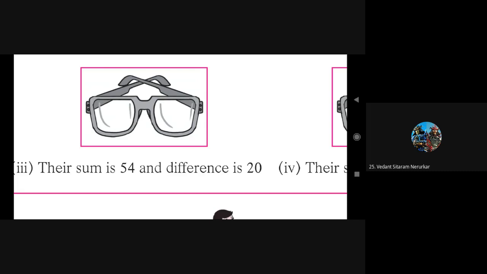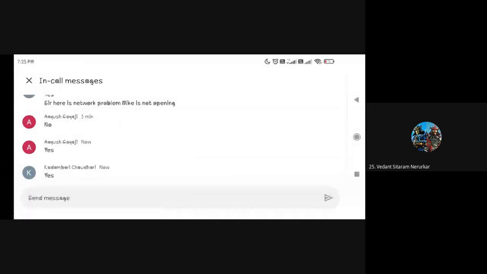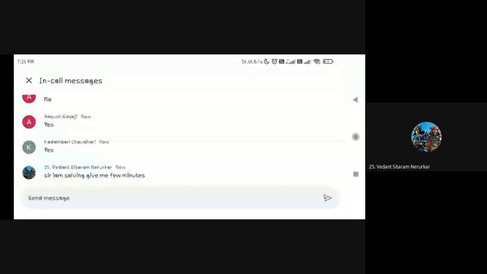See this question again. The sum is 54 and the difference is 20. So the way I have solved, you can also solve and give me the answer. Kadambari, wait for your answer, you will answer at last. Okay. So tell me, Ayush, Vedant, what is your answer? What are those numbers? Yeah, yeah. Please, take your time. Solve properly and tell me the correct answer.